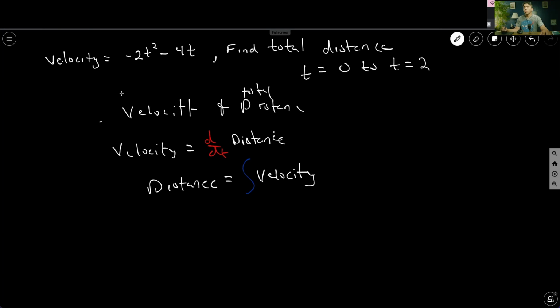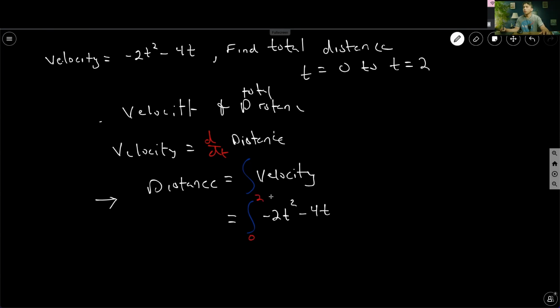So in this question, we are given velocity and we want to find distance. So it'd be easiest to use the second one. To get distance from velocity, you must integrate the equation. So then this becomes the integral of the equation that we're given, which is minus 2t squared minus 4t. And of course the time was given from 0 to 2.